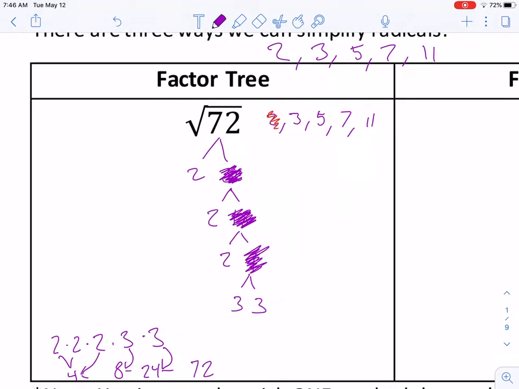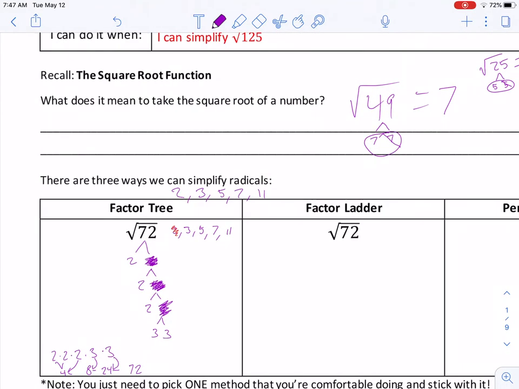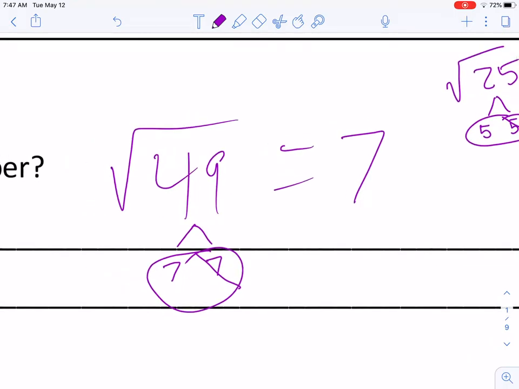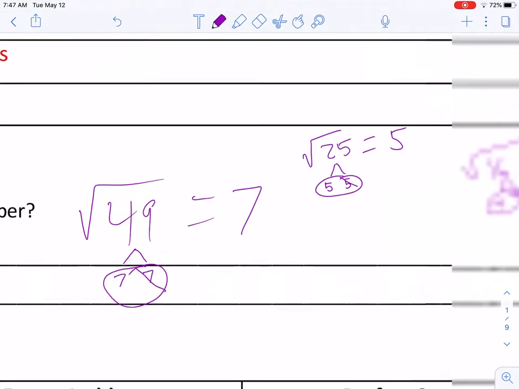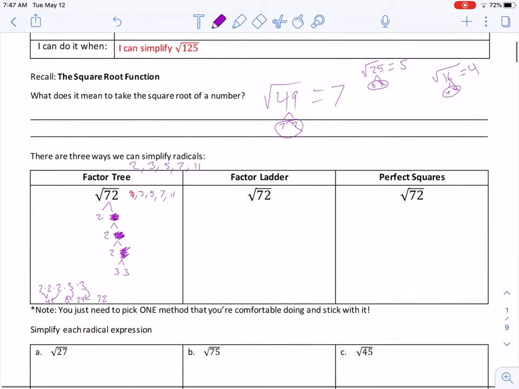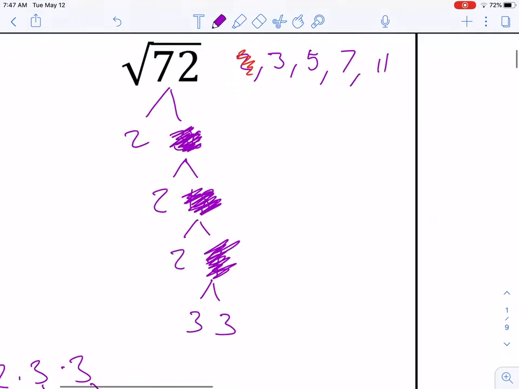So here's the next important part from our factor tree, is we can look for groups of 2. So remember over here where we had our perfect squares, 49 breaks down into 7 and 7. 25 had 5 and 5. And 16 had 4 and 4. So we were looking for groups of 2. So I'm going to be looking for pairs. So I have a pair of 2's here. And remember what happened. I said one gets caught, one makes it out. So it makes it outside of the radical.